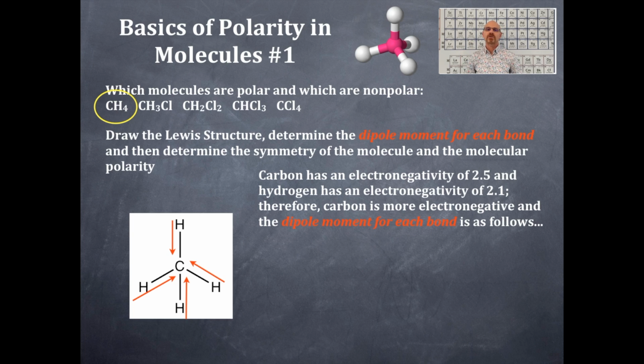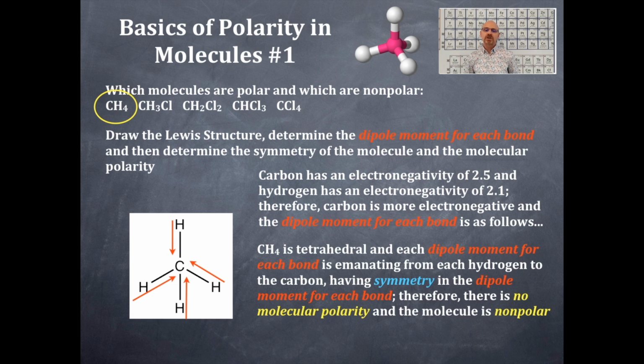So let's figure this out here. That is the shape of that structure there, right? It's a tetrahedral shape. Hopefully you got that earlier. So CH4 is tetrahedral. It has a dipole moment for each bond that's emanating from the hydrogen to the carbon. That is a symmetry in the dipole moment of each bond. Therefore, there is no molecular polarity and the molecule is nonpolar. So I'm going to show you this here, and you've probably seen this already before, but this is CH4. This is a symmetrical molecule, and because of that, this is nonpolar. All right, so we got that first one.